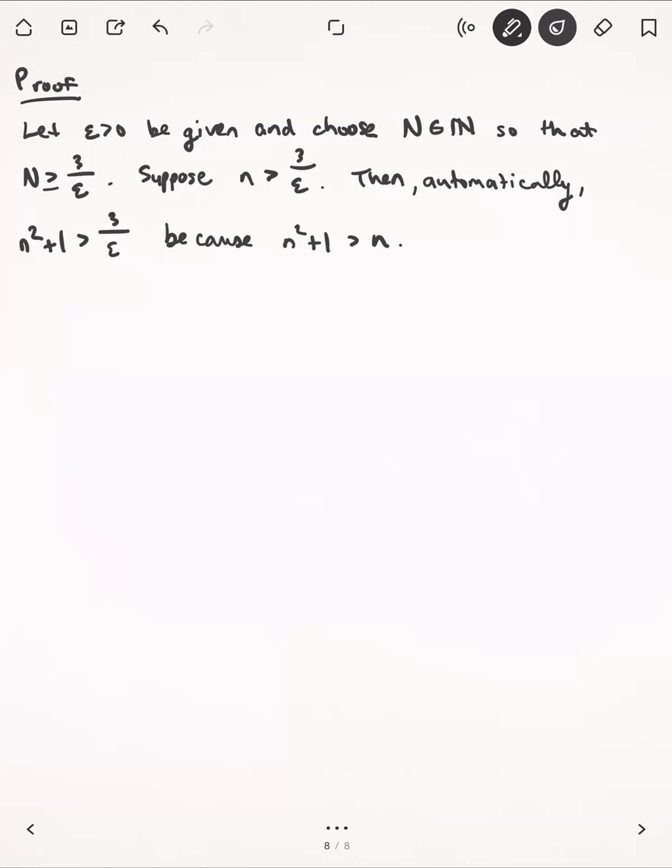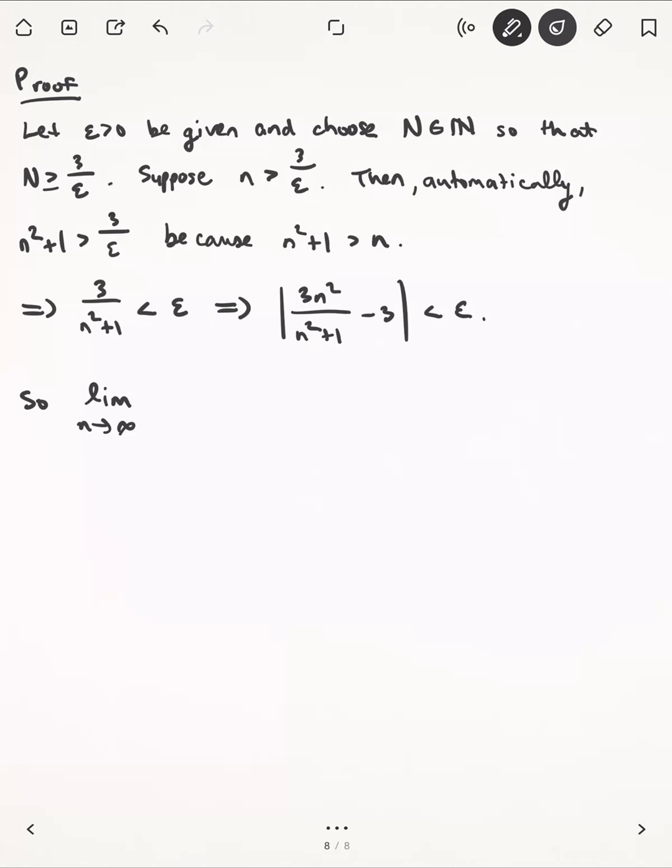Now what do we get? We get that, therefore, 3 over n squared plus 1 is less than epsilon. And now I work backwards with my scratch work. Therefore, 3n squared over n squared plus 1 minus 3 in absolute value is less than epsilon. So the limit as n goes to infinity of 3n squared over n squared plus 1 equals 3.